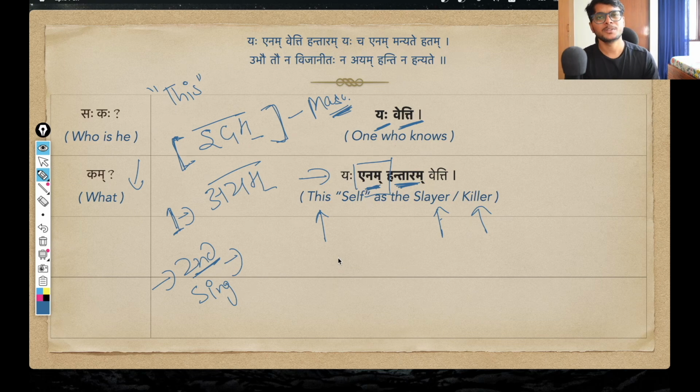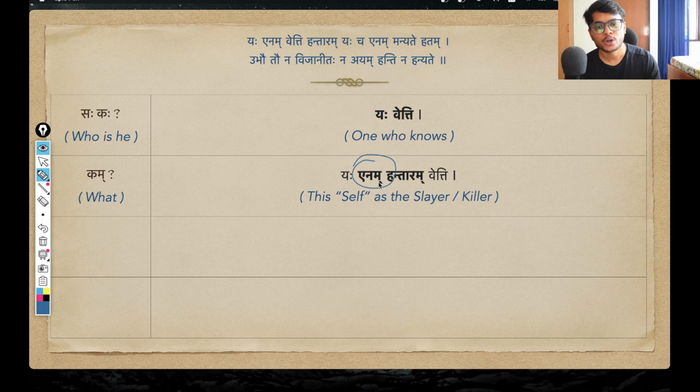Okay. So I hope this is clear. Actually, for Dvitiya Vibhakti singular form, for this Pratipadika Idam, we also have another word, that is imam. So we also have this form, imam. Here we are using this enam. So that is the same thing. And an important thing to note here is this enam. This is pointing towards an implicit use of self. Self, that is Atma.